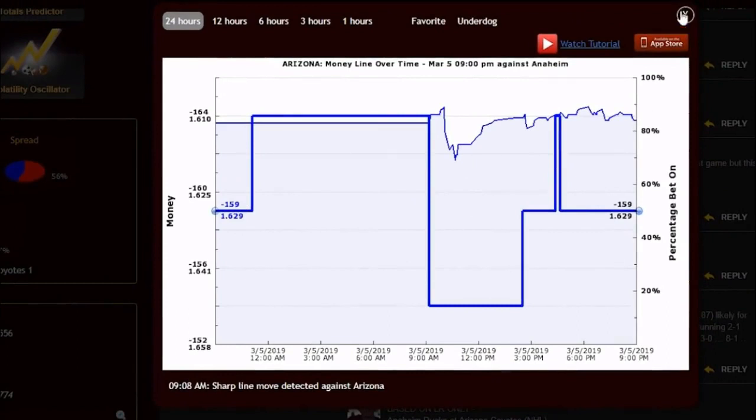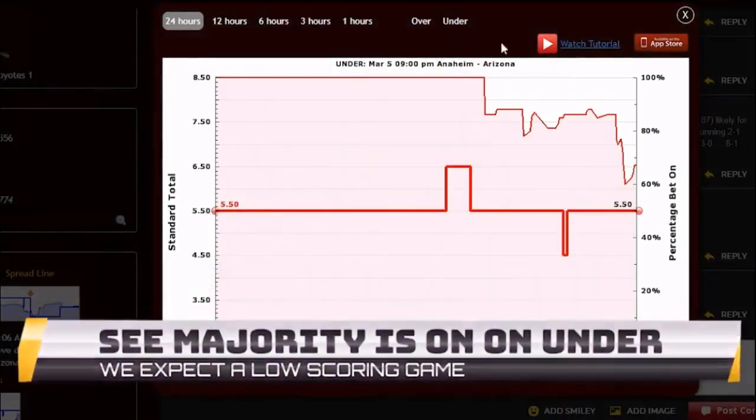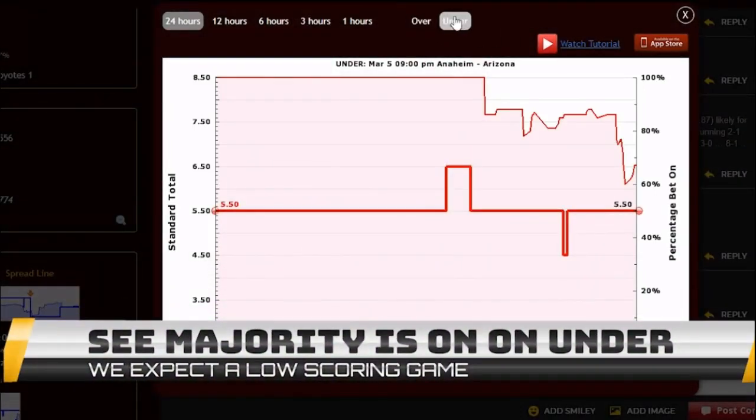There is no clean picture, so the line goes up and down. So nobody is really betting on this game. There's no clear indication, and sharp money is not coming in on the Ducks and the Coyotes.